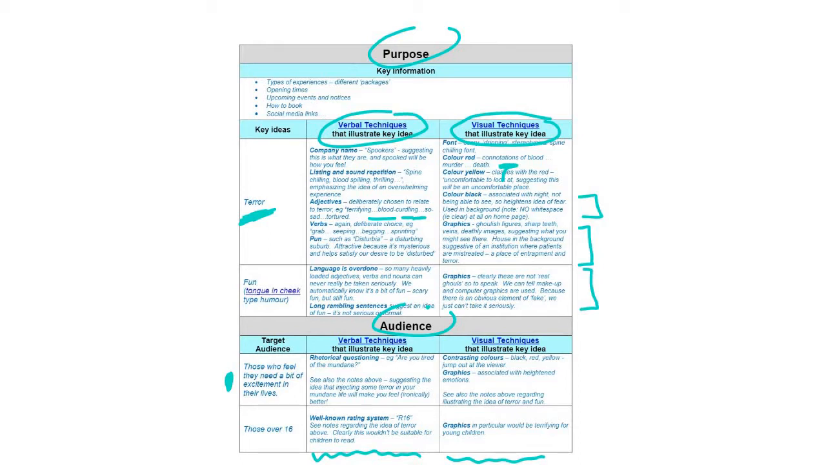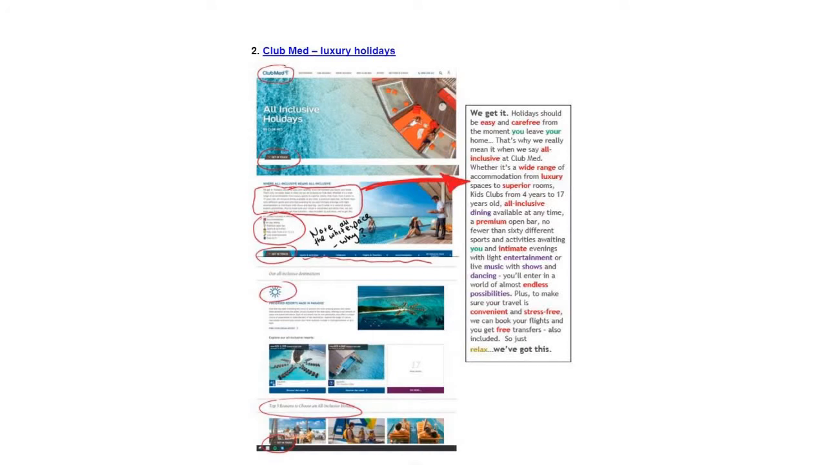Look at things like the rhetorical question, are you tired of the mundane? Obviously they're trying to captivate somebody who is bored with life. Okay, so now your website is going to have a specific purpose and a specific audience. Now this is the next one.